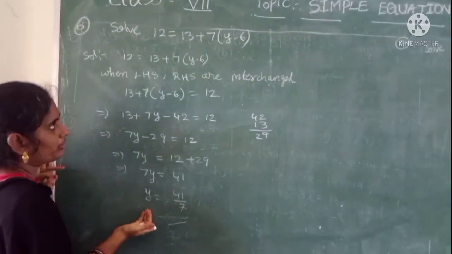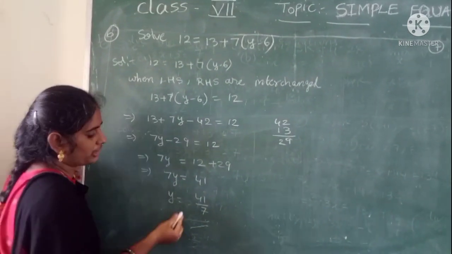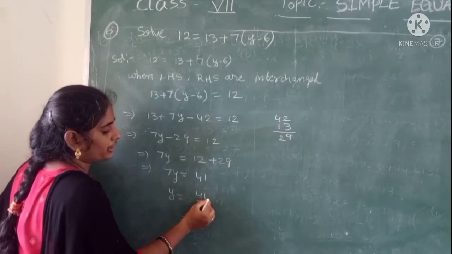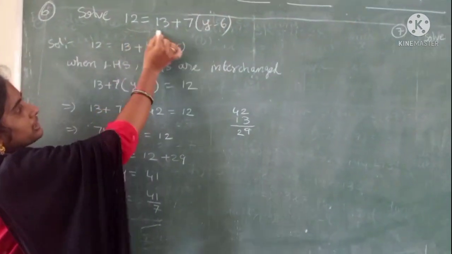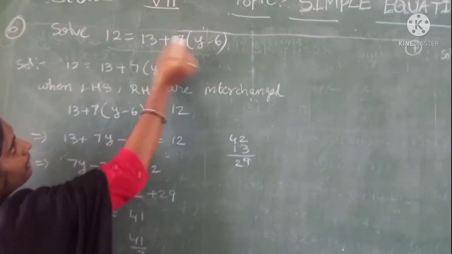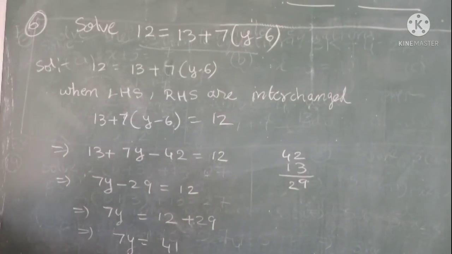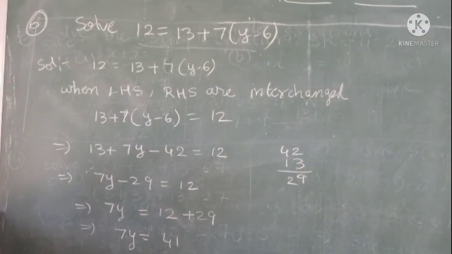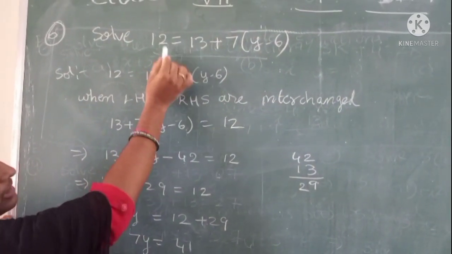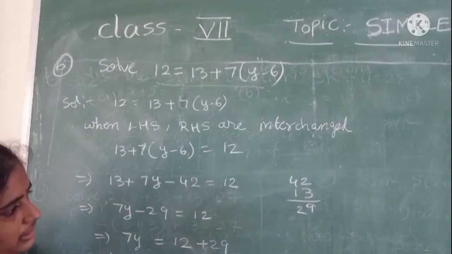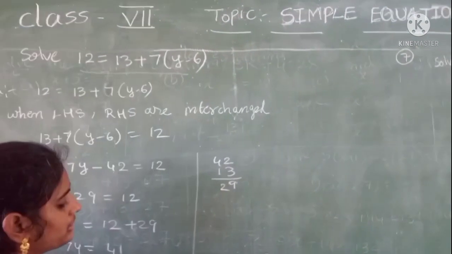We check the problem, children. y is equal to 41 by 7. Substitute this in the linear simple equation, and LHS is equal to RHS. You please do it once, do the verification. If you substitute the value 41/7 in this, LHS is equal to RHS. Try it once, children.